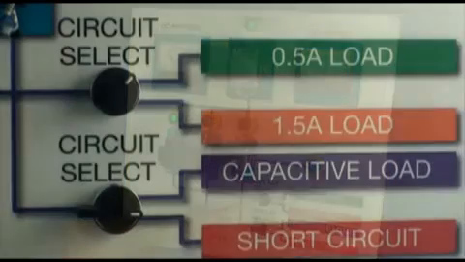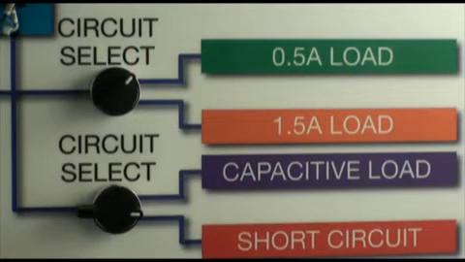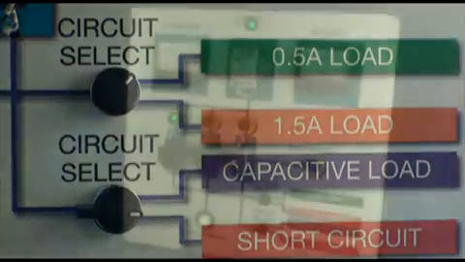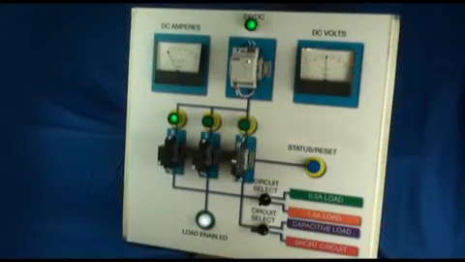We also have two current selectors. One is a 1/2 amp load, the other is a 1.5 amp load. We have two circuit selects, one for capacitive load and one for short circuit. Also on the board we have our Phoenix Contact STEP power supply, and we have DC amperage and voltage readings.